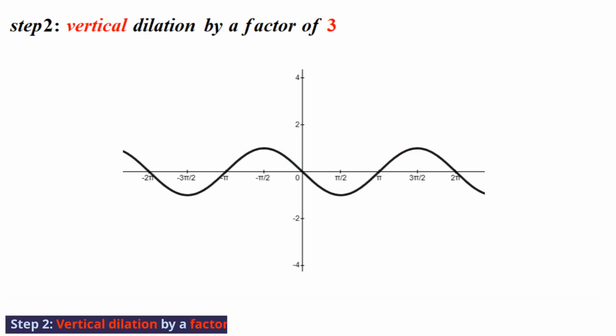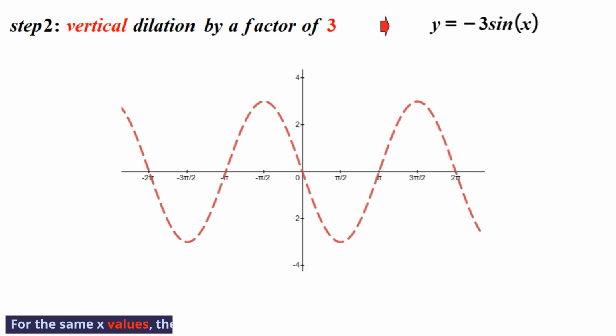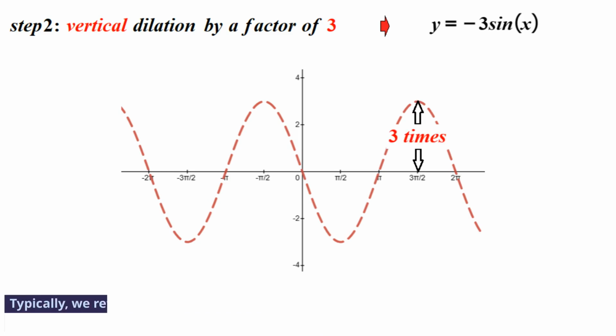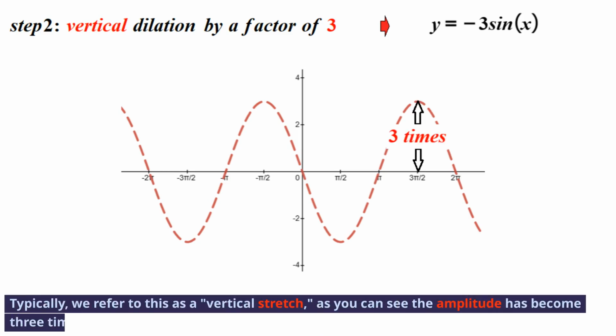Step 2. Vertical dilation by a factor of 3. For the same x values, the y values have tripled. Typically, we refer to this as a vertical stretch. As you can see, the amplitude has become 3 times larger.